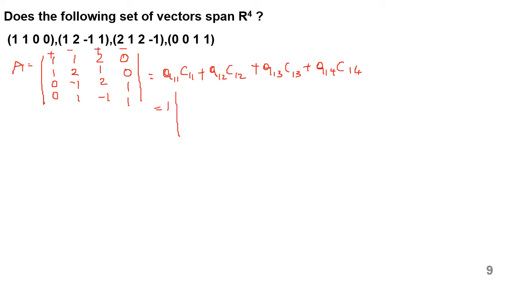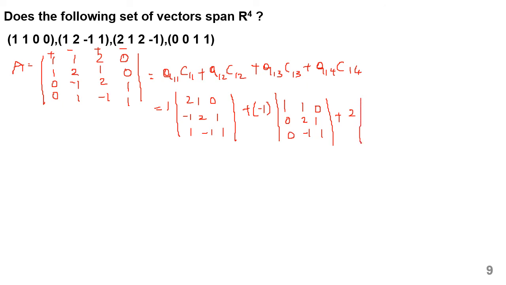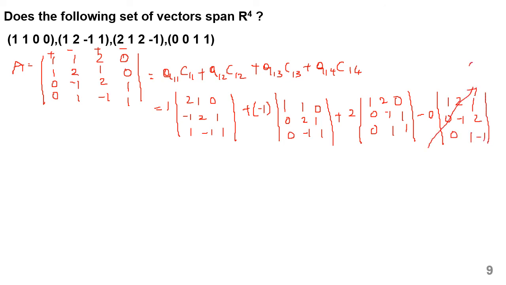So it is 1 into the determinant of 2 1 0, minus 1 2 1, 1 minus 1 1, plus A12, which is minus 1 into the determinant of 1 1 0, 0 2 1, 0 minus 1 1, plus A13, which is 2 into the determinant of 1 2 0, 0 minus 1 1, 0 1 1, minus 0 into the determinant of 1 2 1, 0 minus 1 2, 0 1 minus 1. So this whole last term will be equal to 0.